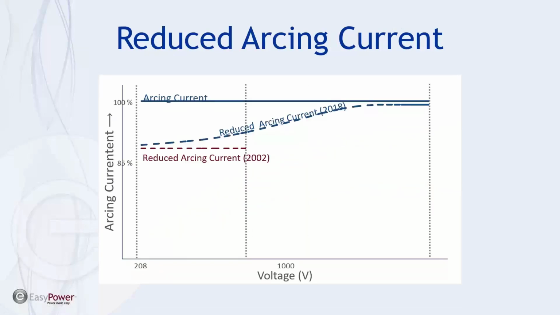Reduced arcing current, as I mentioned before, was included in the original standard 2002, and it was manually entered. The suggestion was to start with 85%, and it only was valid up to 1,000 volts. Well, in future tests, it was determined that the reduced arcing current phenomena was in effect all the way through the whole range of the 208 to 15,000 volts, but it changed according to the voltage, and consequently it's included in the equations now, not in the manual entry.